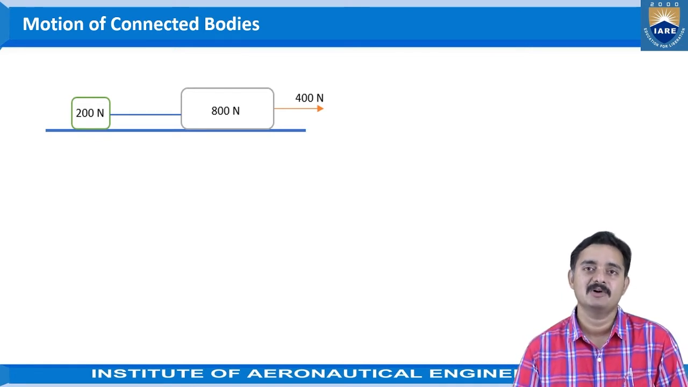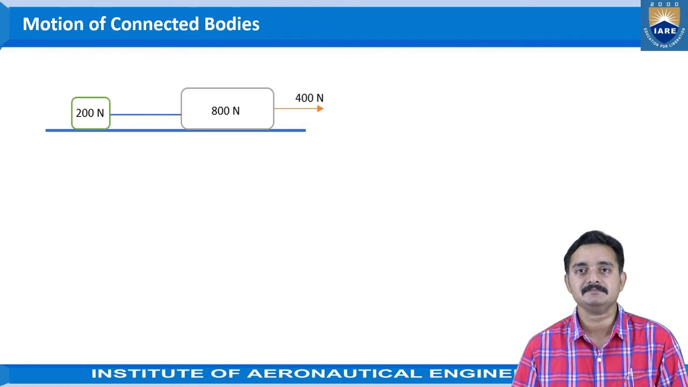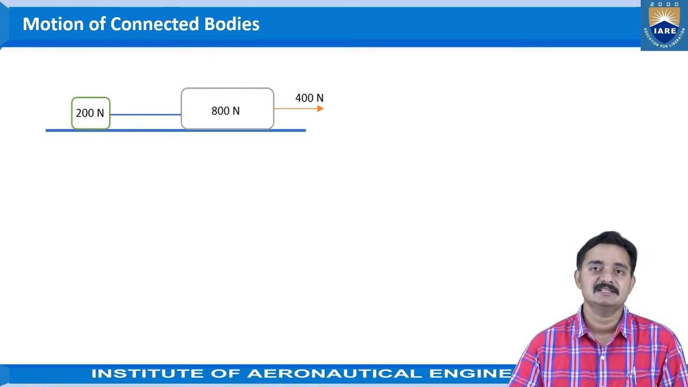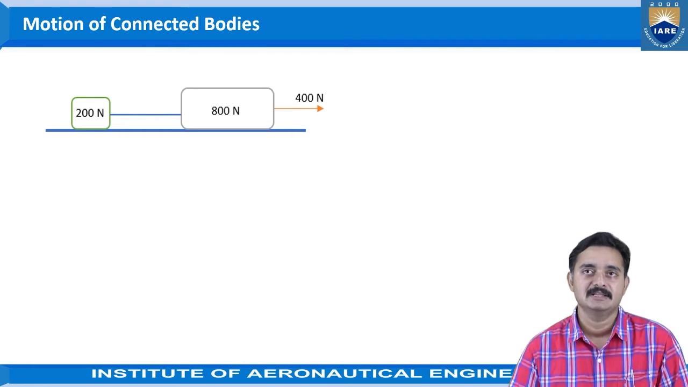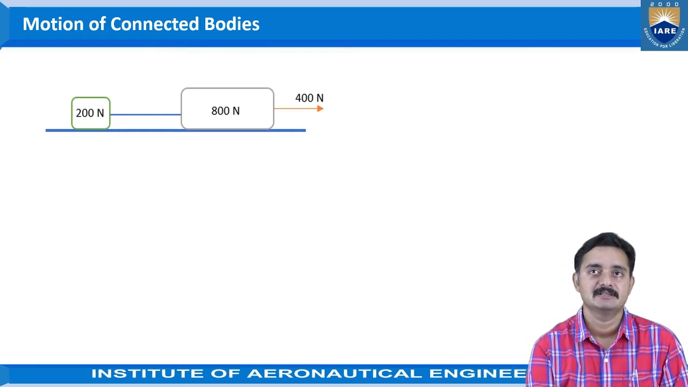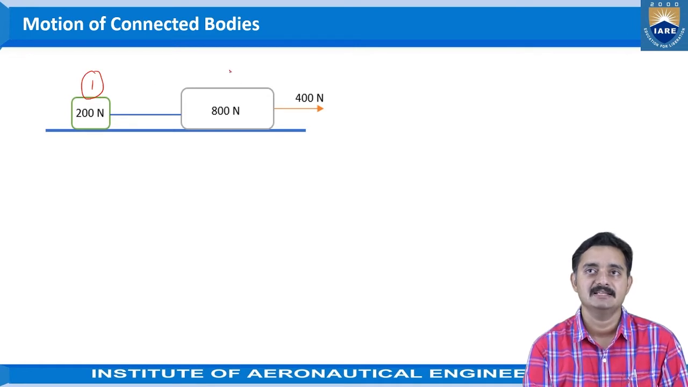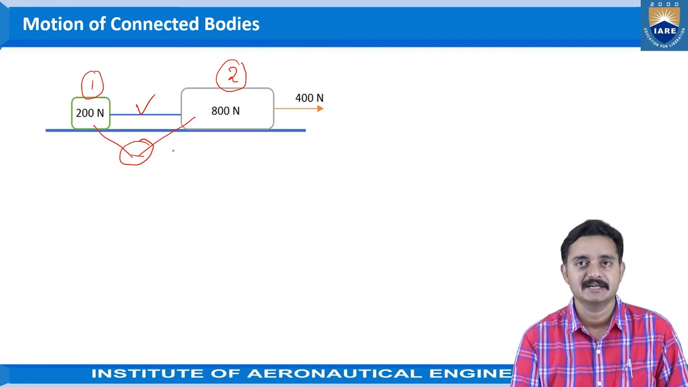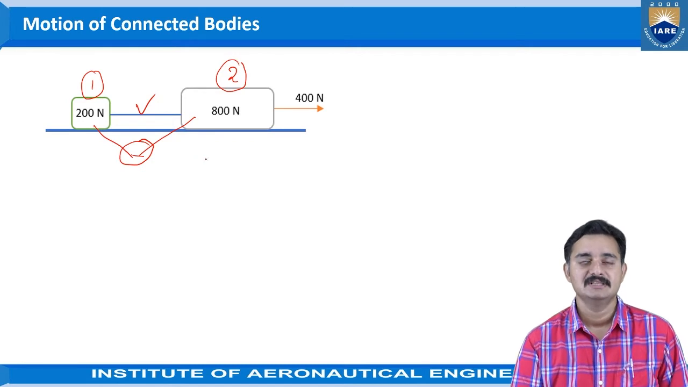So connected bodies involve a means of connection for each and every body in the system. Here in the figure which you are seeing, there are two bodies present. One is a 200 Newton body and the other is an 800 Newton body. These two bodies are interconnected by using a string here. So this system can be termed as the interconnected system or connected body system.